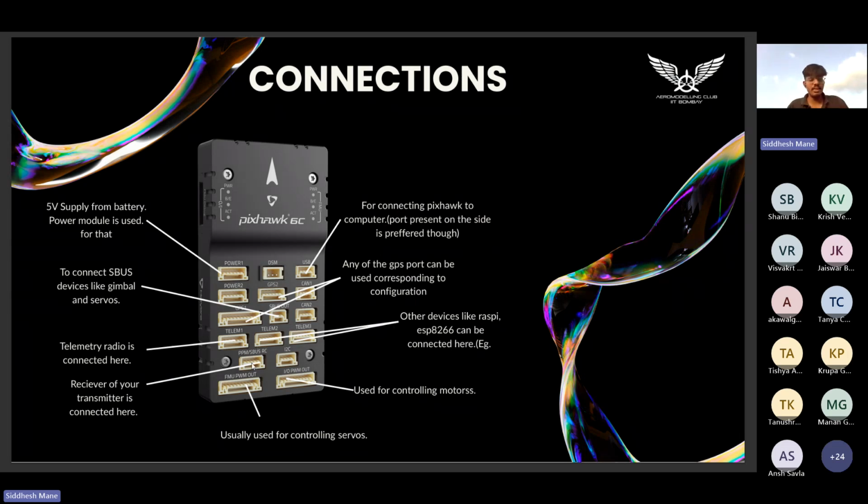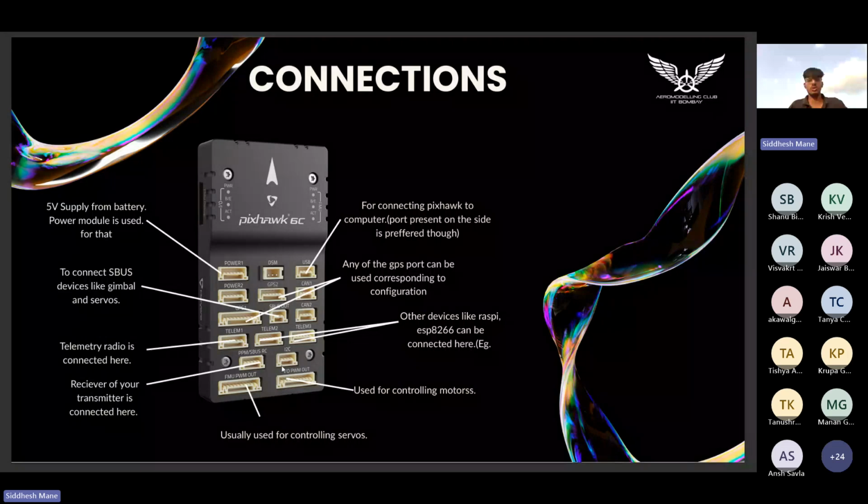Now, next is a PPM or SBus RC port. So here you connect the receiver of your transmitter, like if you want to fly the drone manually, you connect the receiver here. Now, moving on to these 2 ports, FMU PWM out and IO PWM out. These are used for connecting motors and servos to Pixhawk.